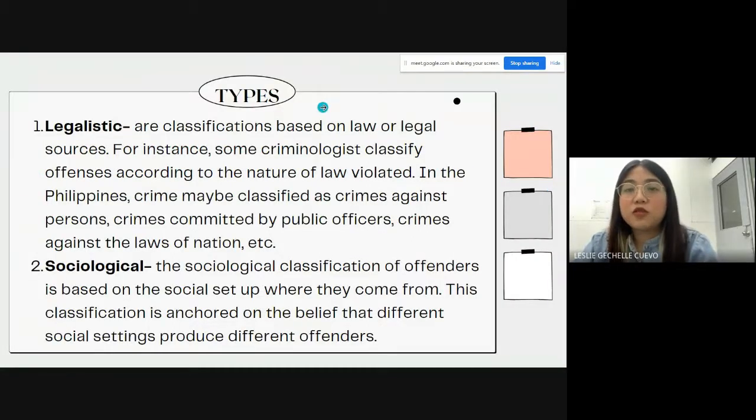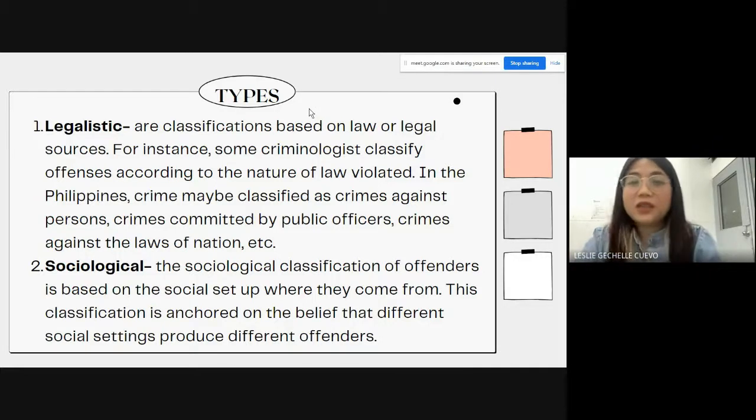So ano yung types? So we have number one, legalistic. So these are classifications based on law or legal sources. For instance, some criminologists classify offenses according to the nature of law violated. In the Philippines, crime may be classified as crimes against persons, crimes committed by public officers, crimes against the law of nations, etc. Na kung saan, ito yung mga nasa revised penal code natin. Legalistic nga, tungkol yun sa batas, di ba?